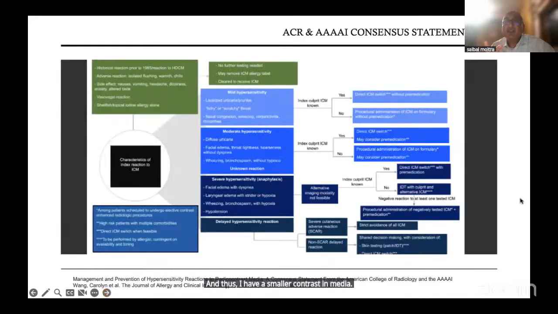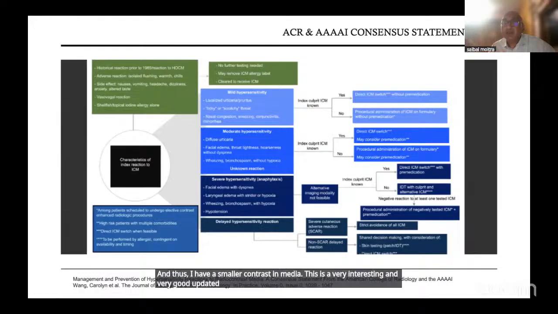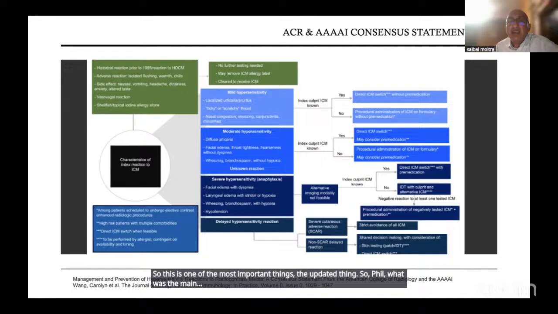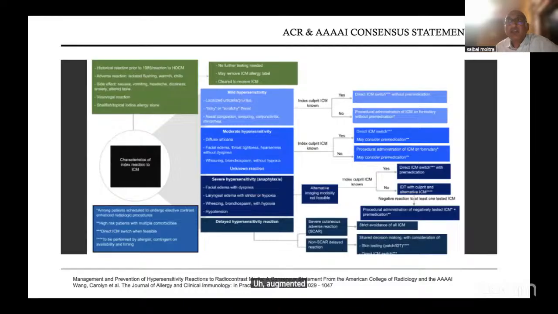This is a very interesting and very good updated consensus statement, which was given by the American College of Radiology and the AAAAI. It is in press to be published in JACI: In Practice. So this is one of the most important updates. What were the main tenets of this consensus statement? First and foremost, it said that anaphylaxis to low osmolar iodinated contrast media is much less than with the previous high osmolar contrast media.